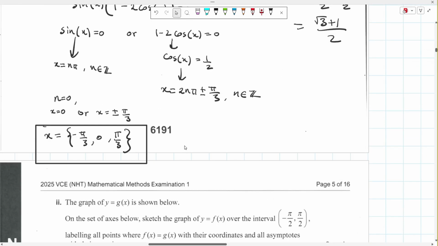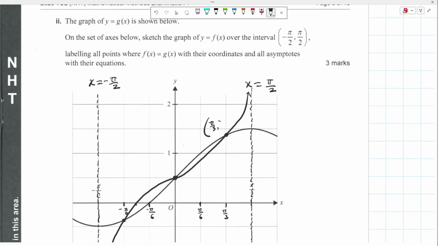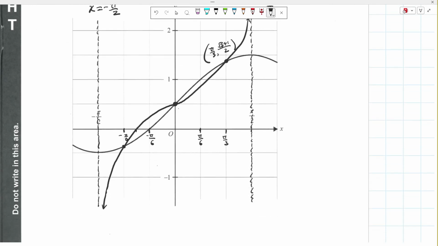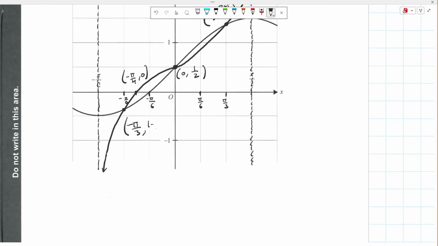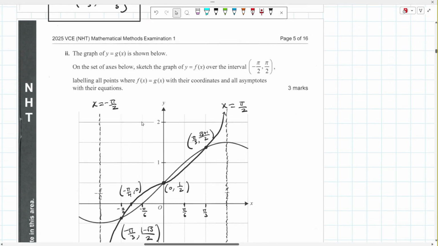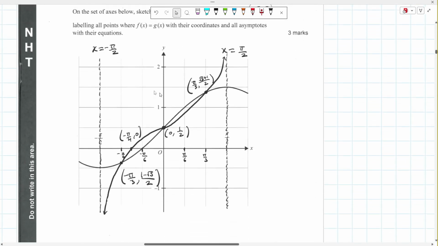Pi on 3, comma, root 3 plus 1 on 2. We have 0, comma, half. We have the x-intercept, which is negative pi on 4, comma, 0. And we also have negative pi on 3, comma, I believe it was 1 minus root 3 on 2. Right? 1 minus root 3 on 2. Right, so that's our entire graph right there.